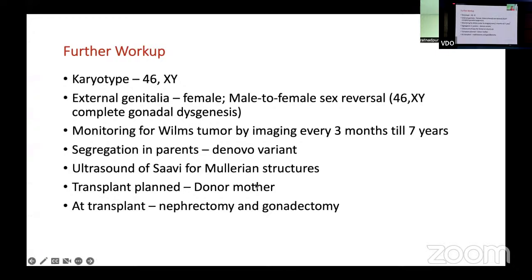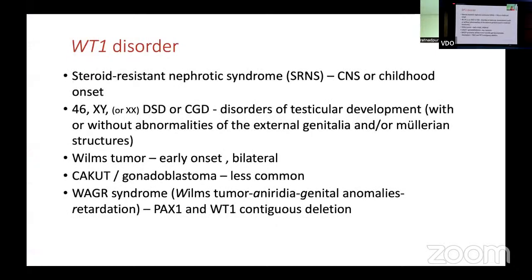At the time of transplant, a nephrectomy and a gonadectomy was done because this is one of the few indications where this is done, because of the kind of variant that is present and the gene that is involved, because there is a risk of Wilms tumor and a small risk of gonadoblastoma. So you can see that the entire protocol of management in this case has changed.